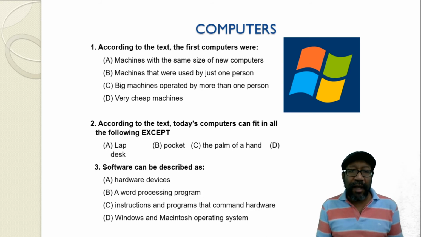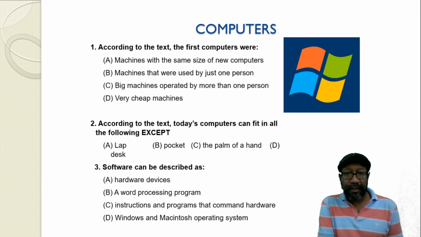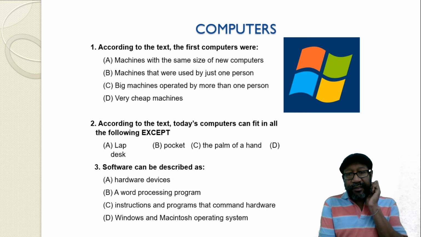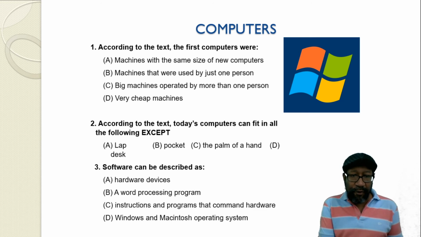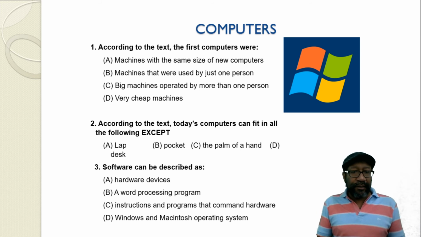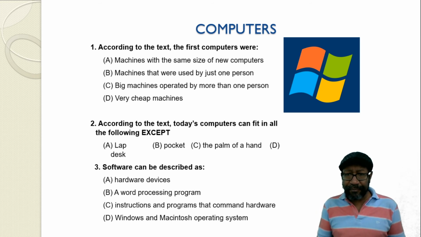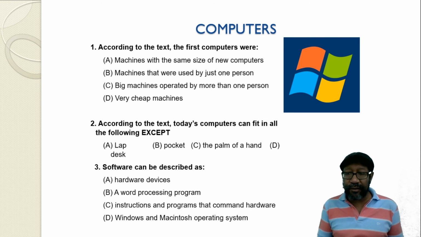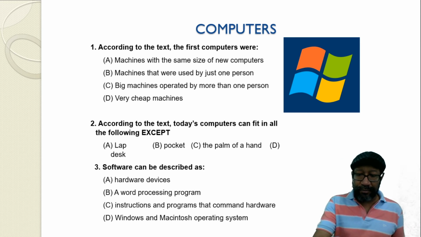So the first one: according to the text, the first computers were, and then you have four alternatives. One of them is right. The second one: according to the text, today's computers can fit in all the following except, and then we also have four. And number three: software can be described as hardware devices, whatever. So here we have some about it. I ask you to pause the class here, try to answer the questions, and then when you come back, we have the answers here.